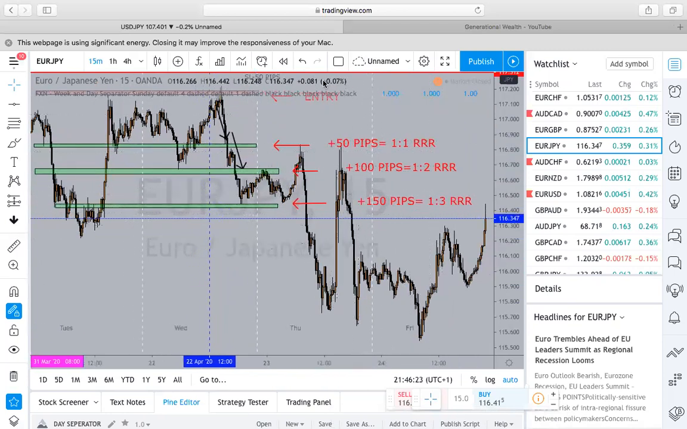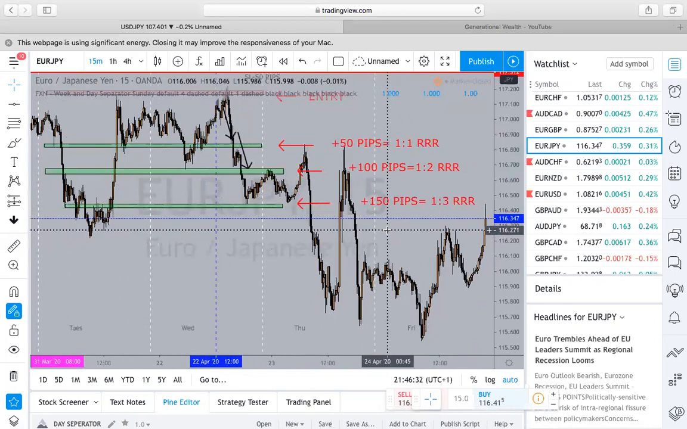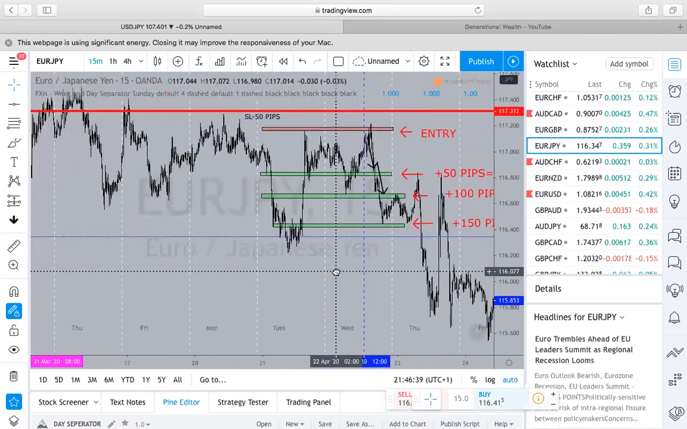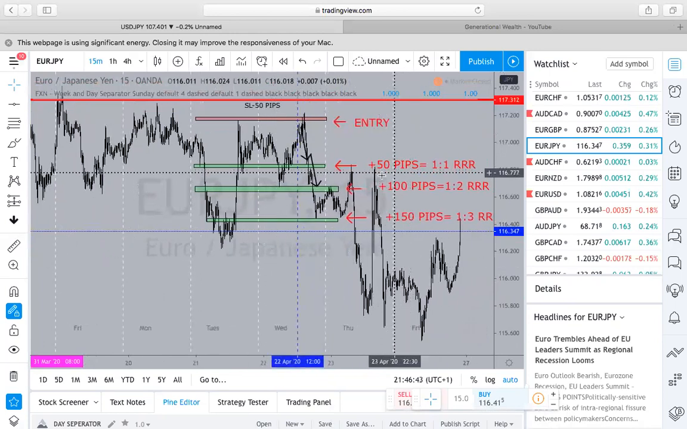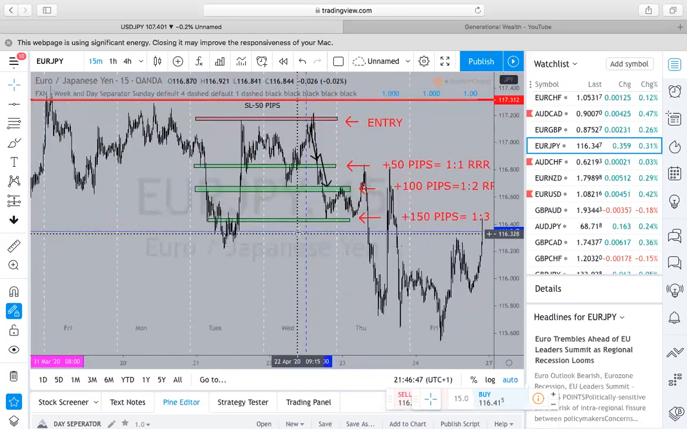We risked 50 pips to gain 150, 200, 250. The risk to reward ratio on this actual setup was like a 1-to-5 risk to reward ratio. So, I mean, that sums up how you calculate the risk to reward ratio. Now, how do you determine if this trade setup, what is the risk to reward ratio? How do you determine that?